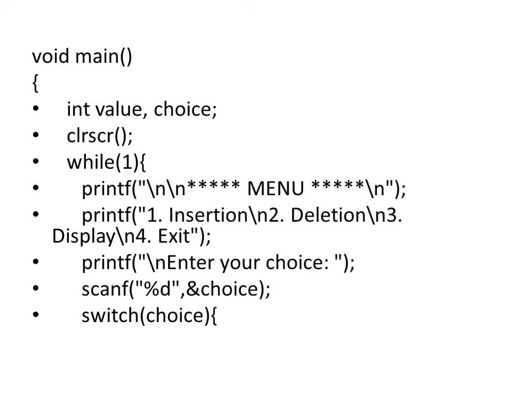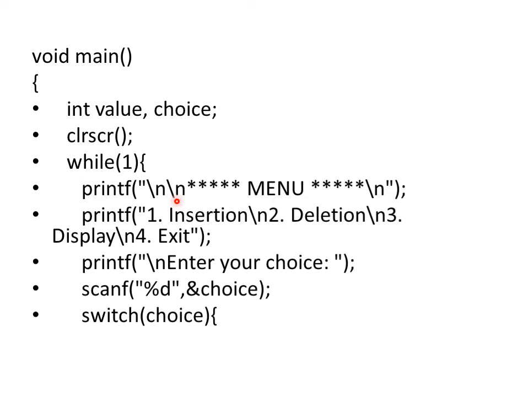Next, I am declaring the main function. In the main function, I am taking 2 variables, that is value and choice. I am using a loop because there are 10 values. For that reason, I am using a while loop. You can use any loop, that is a for loop, do while loop or while loop, whichever is convenient for you. For me, it is convenient, therefore I am using the while one.